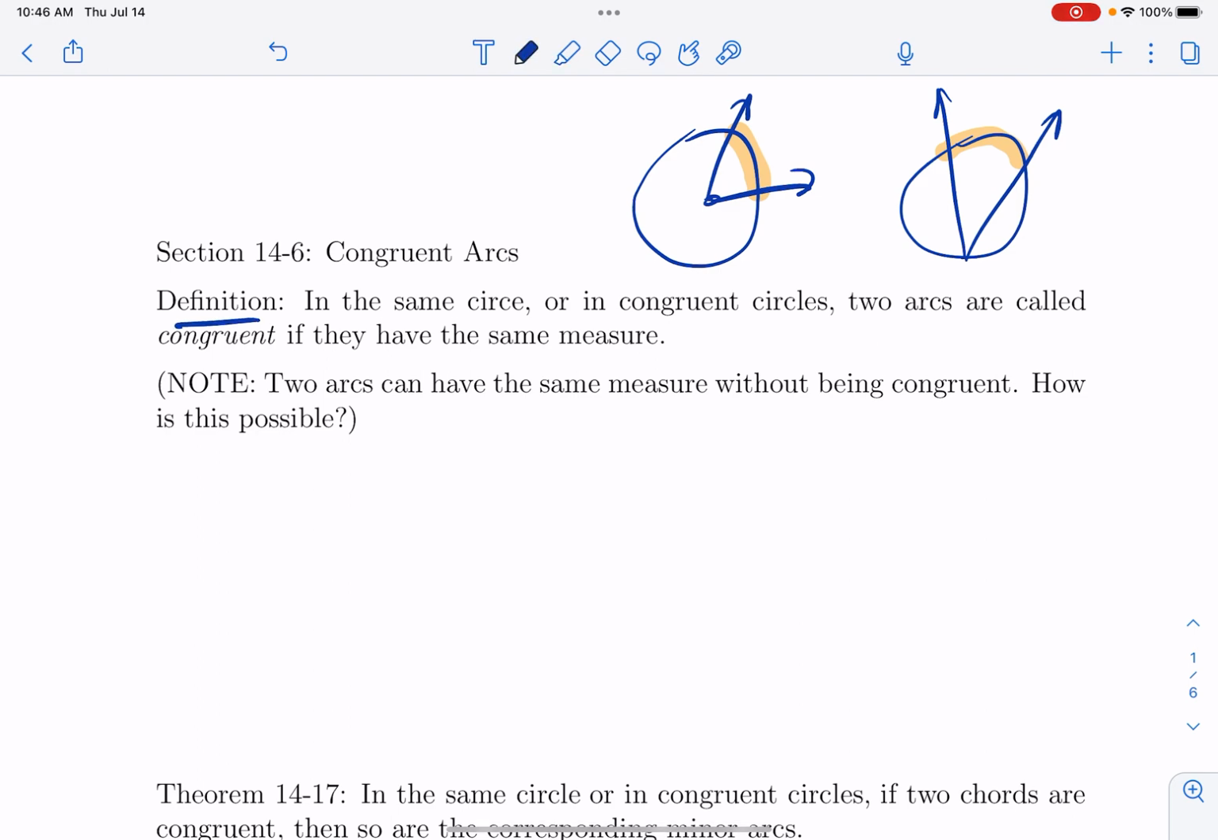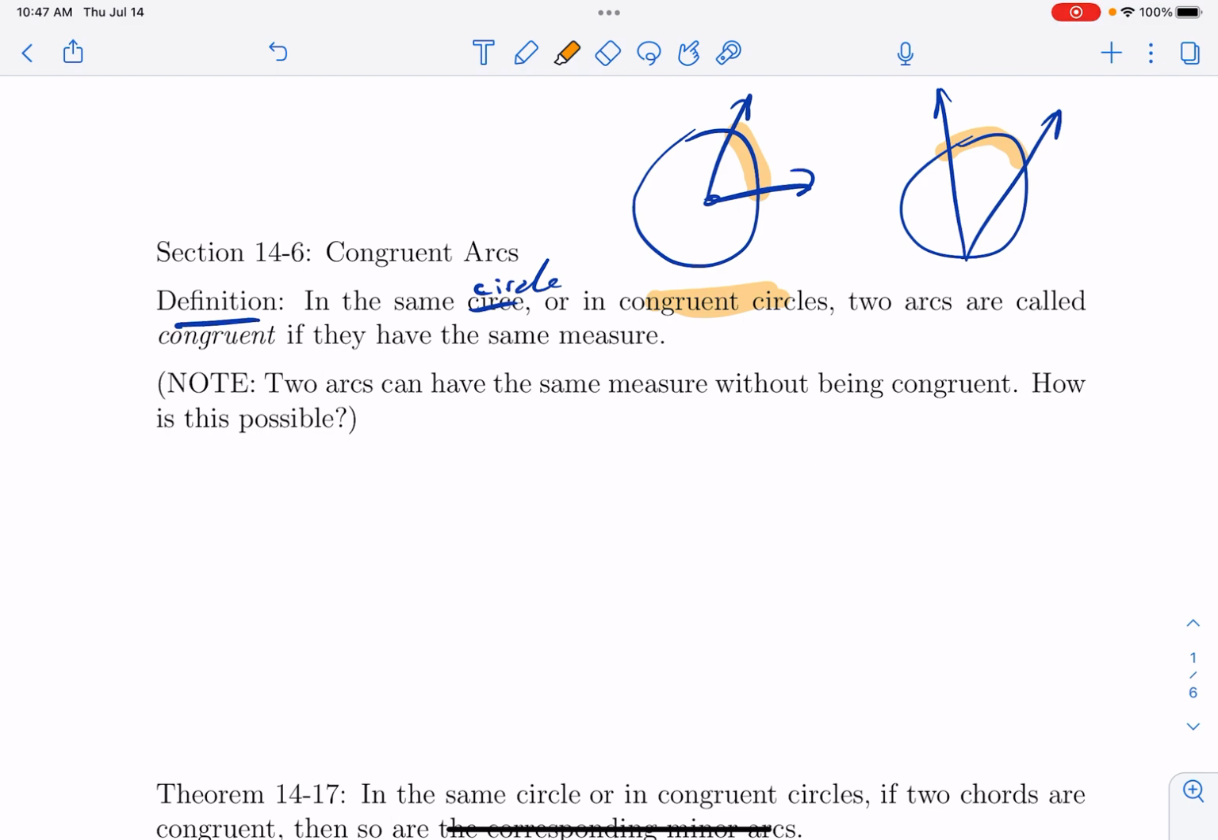So first we're going to begin with a definition here. Got a little typo. In the same circle or in congruent circles, two arcs are called congruent if they have the same measure. So they have the same measure and they come from congruent circles. So they're arcs that are just as big from circles that are just as big.